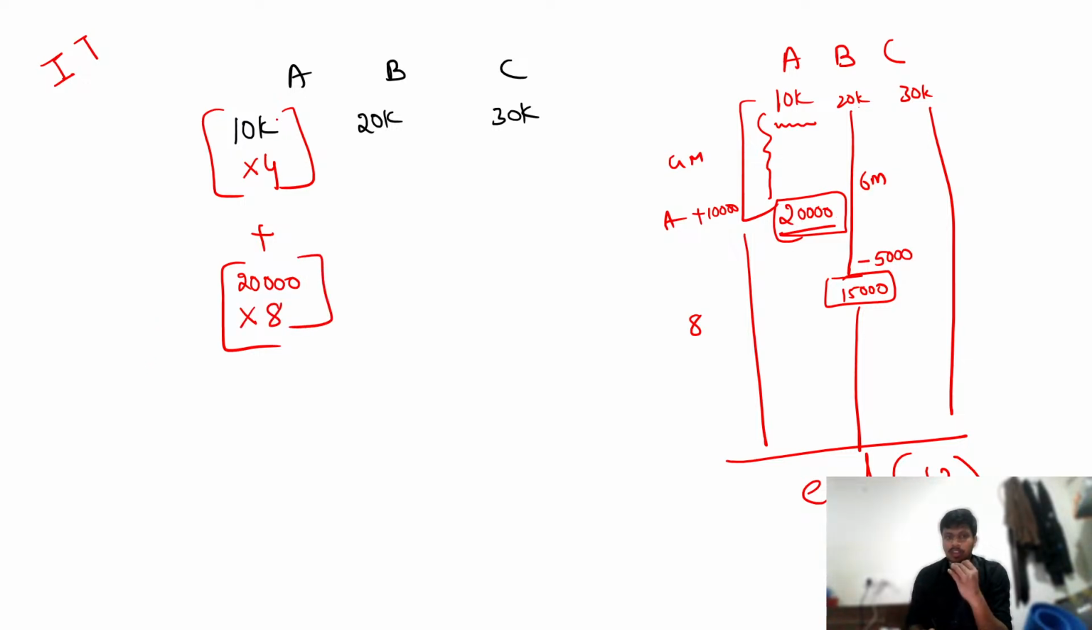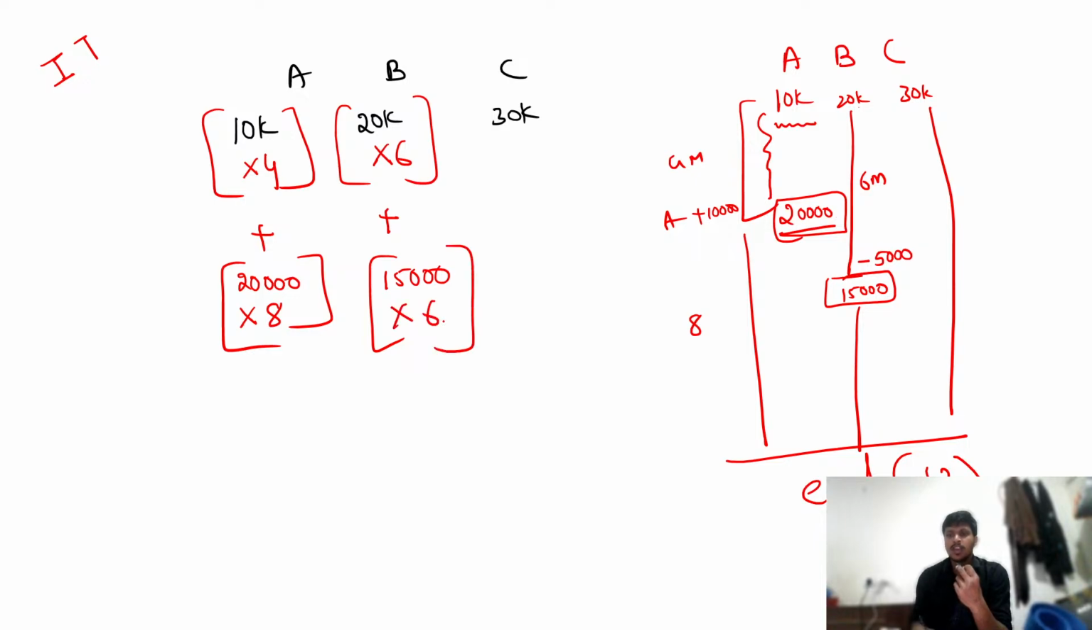How much investment is there, and how long it is there. First investment, first time period. Second investment, second time period. Similarly for B: B is investing 20k for the first 6 months, then he takes 5k out. That means the remaining 15,000 is in the business for the remaining 6 months, because 6 months are over and 6 remain. There is no change in C's investment, so simply multiply this value with 12.